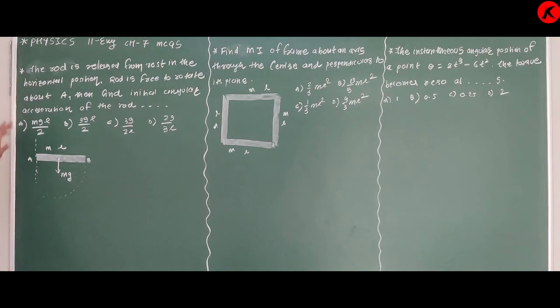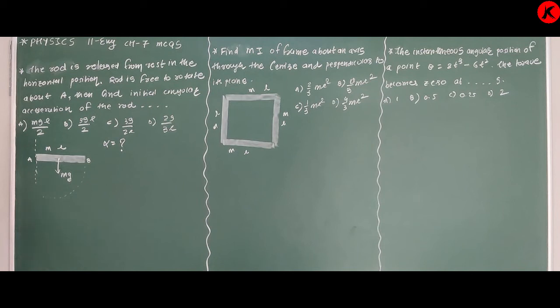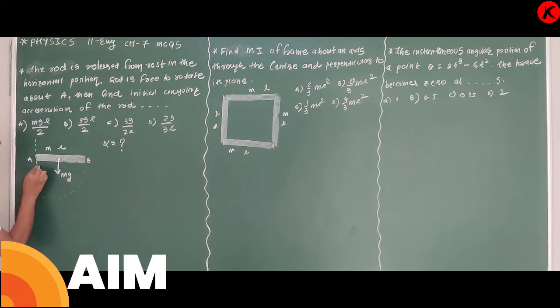But what are you given? The rod is released from rest in horizontal position. The rod is free to rotate about A, that is this point. Then find the initial angular acceleration of the rod, so you have to find alpha equals question mark. Now see what data we have. The rod has mass M and length L. mg is its weight, acting in downward direction, but at distance L by 2 from point A.